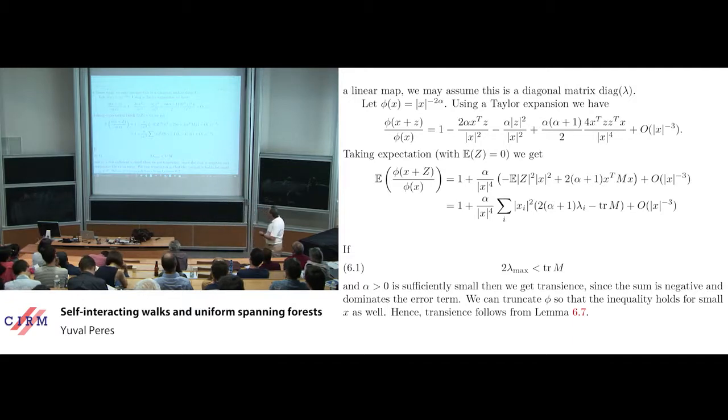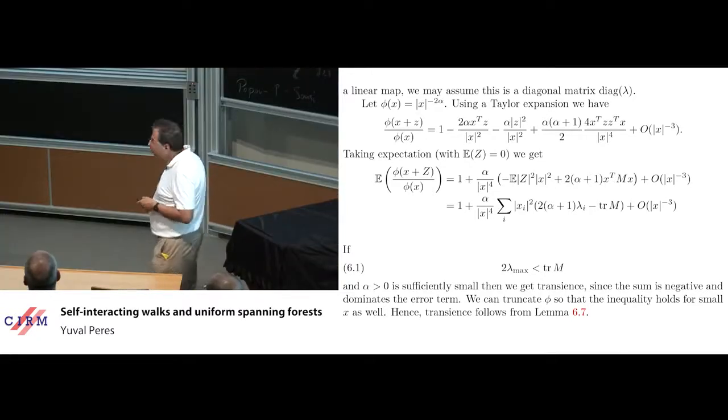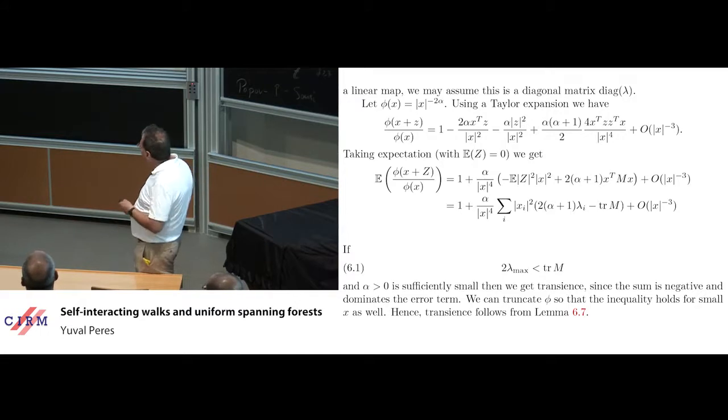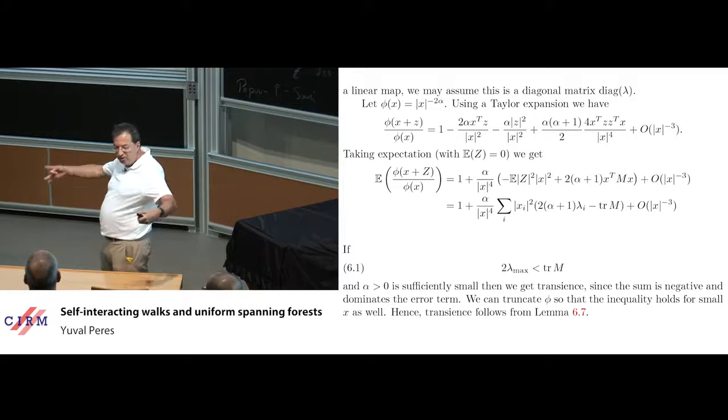So when you do the Taylor expansion, we look at the ratio of phi before and after the move, and take expectation. There's some error which is negligible, and this whole expression turns out to be quadratic, because you have x_i squared here and x to the 4th here. And if the trace of M is bigger than twice the largest eigenvalue, then this expression will be strictly negative. So what it means is, under this assumption, this Lyapunov function will yield a supermartingale. So the expectation is going down.